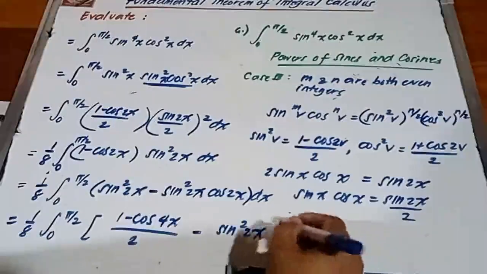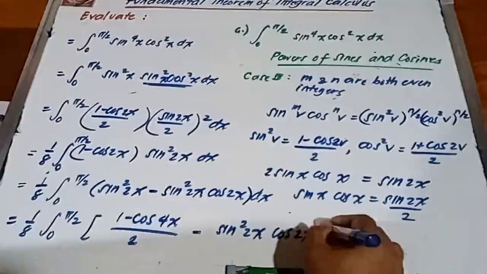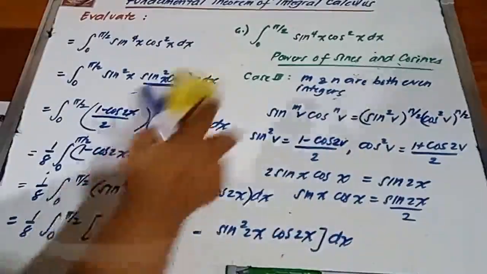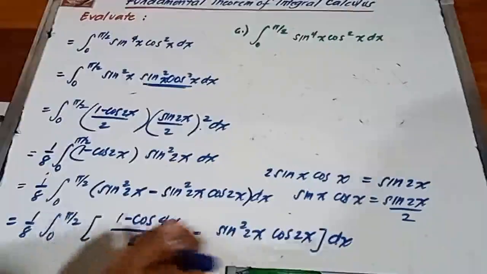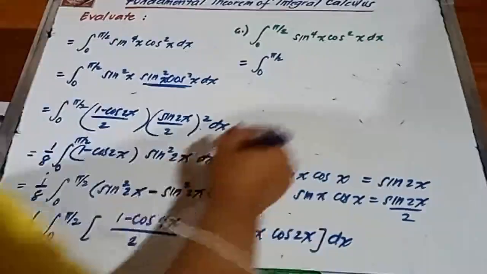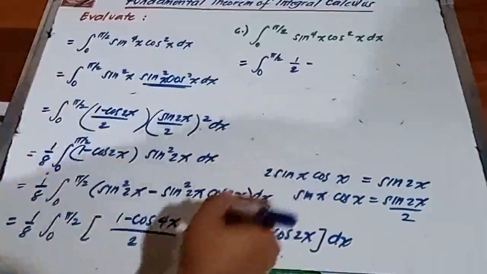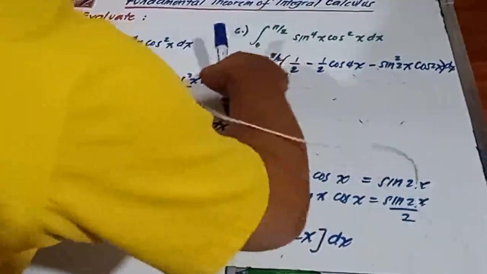And then, cosine 2x. We have dx. Okay? Tanggal natin to. So, isahin natin to. So, we have 1 over 8, 0 to pi over 2. We have 1 half minus 1 half cosine 4x. And then this one is minus sine squared 2x cosine 2x dx. Okay. So, by the way, I forgot 1 over 8.